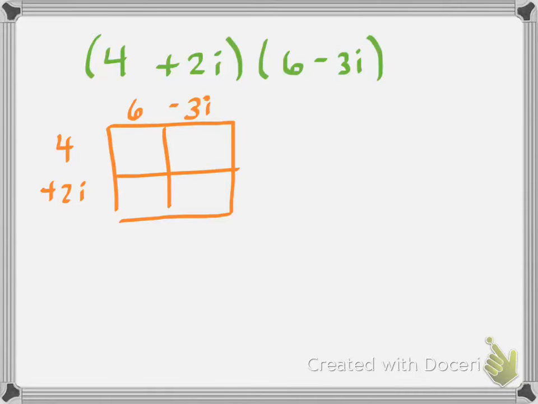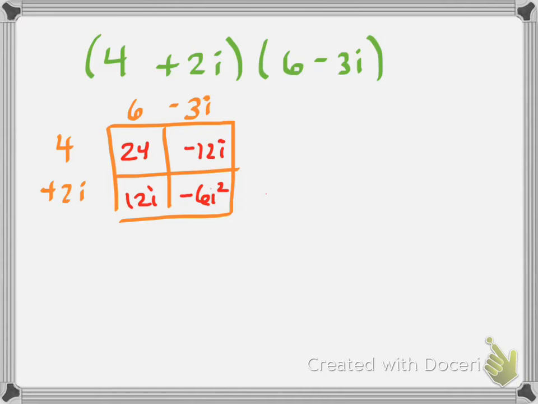Now I just multiply. I need to multiply the 4 times the 6 to get 24. I multiply the 4 times the -3i, which gives me -12i. I'm going to multiply the 6 times the 2i to get 12i. And I'm lastly going to multiply the -3i times the 2i, which gives me -6i to the second.